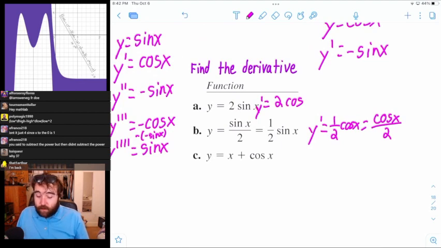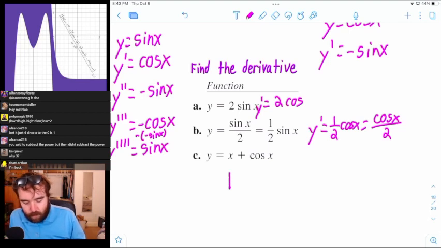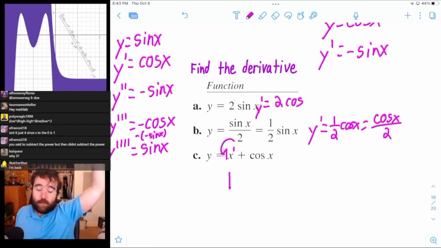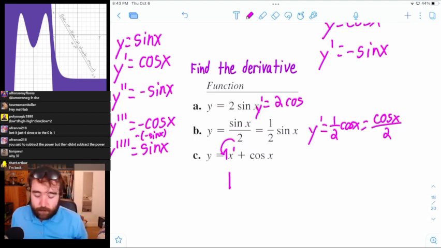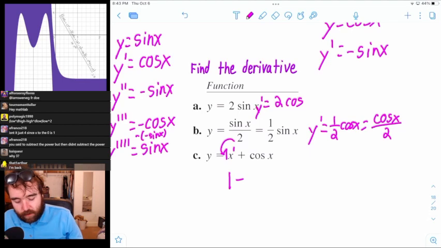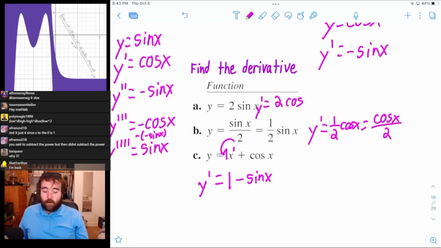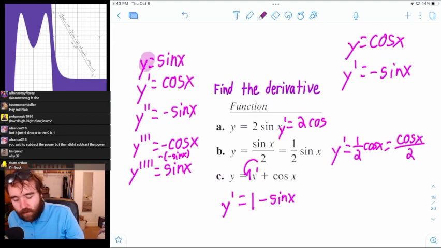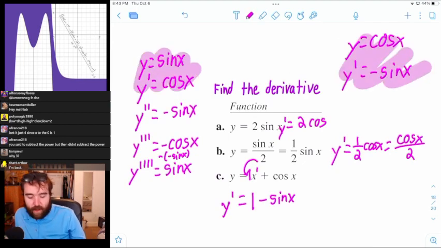Okay, beautiful. Now C, again, kind of like we talked about with the last problem, if we got functions added together, we just take the derivative of each one. So the derivative of x is 1. Why? Because this is just 1 times x to the 1. So when we bring the 1 to the front, 1 times 1 is still 1. X to the 0 is also 1. So the derivative of x is just 1. And the derivative of cosine is negative sine. So the derivative of this, y prime, is 1 minus sine of x. And so you really do just have to know those. You have to know that, and you have to know that.